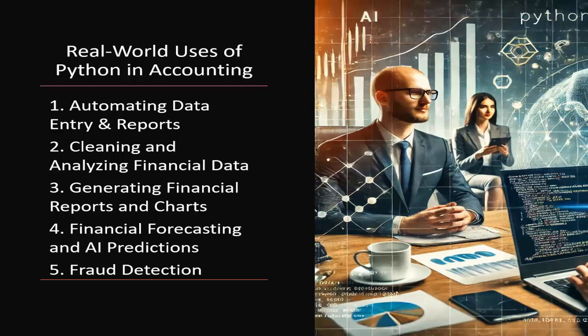Predicting the future with Python and AI. Here's where it gets really exciting. Python can help you predict future financial trends using machine learning. Let's say you have 5 years worth of sales data. With Python, you can train a model to forecast next quarter's sales, or even predict which customers might pay late. And you don't need to be an AI expert to do this. Python's machine learning libraries make it surprisingly straightforward. You just plug in your historical data, and the model gives you a forecast, helping your company make more informed decisions.